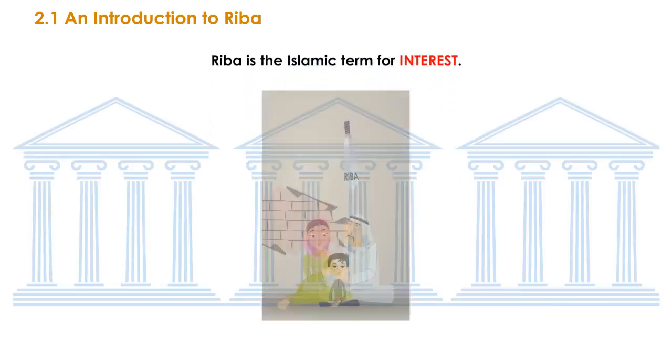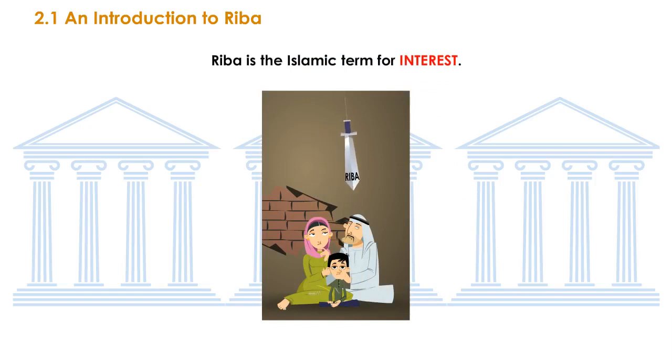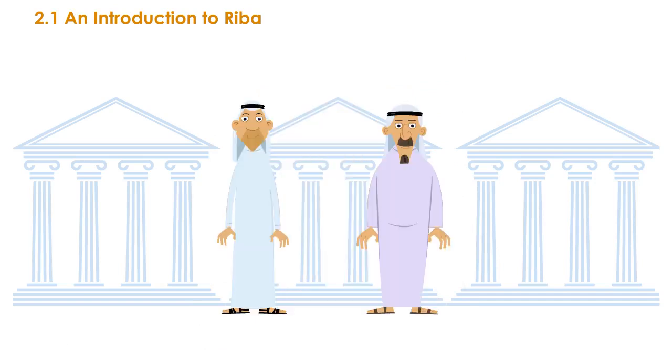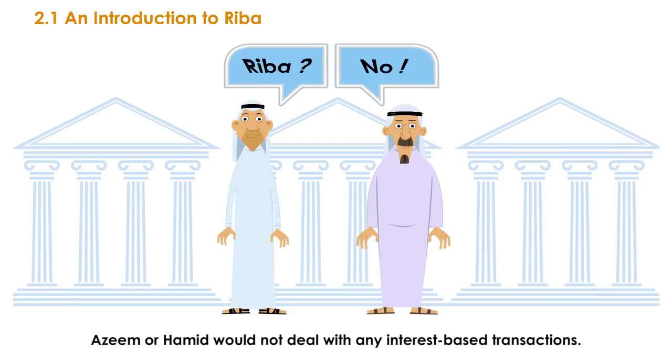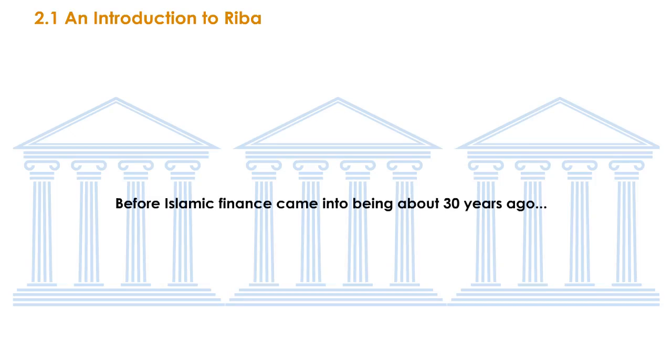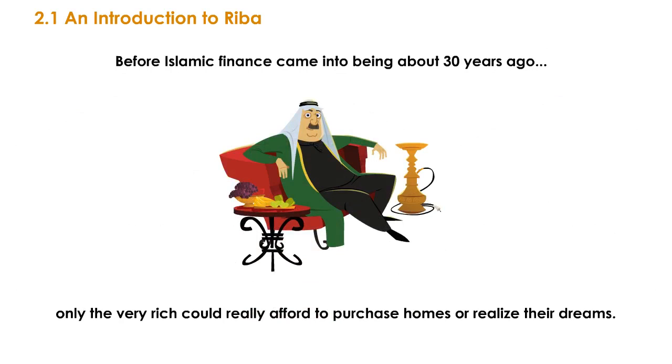Riba is the Islamic term for interest. Sharia frowns upon riba in any form. Azim or Hamid would not deal with any interest-based transactions. Before Islamic finance came into being about 30 years ago, only the very rich could really afford to purchase homes or realize their dreams.